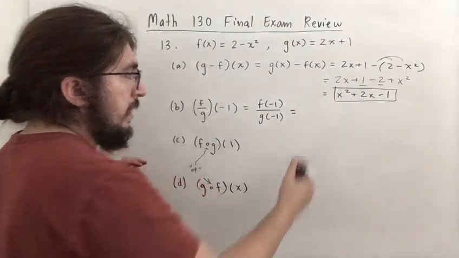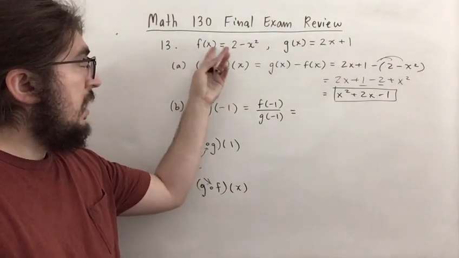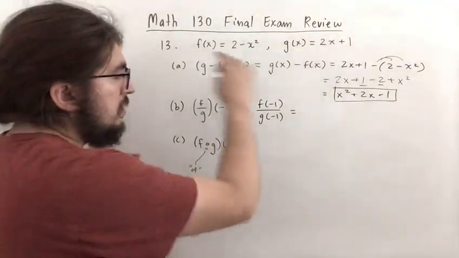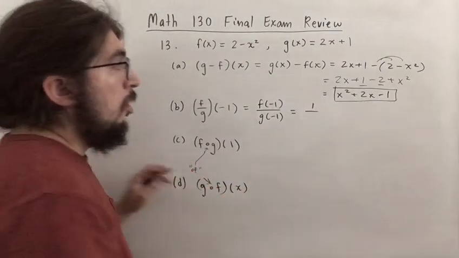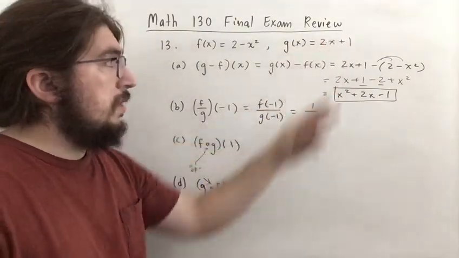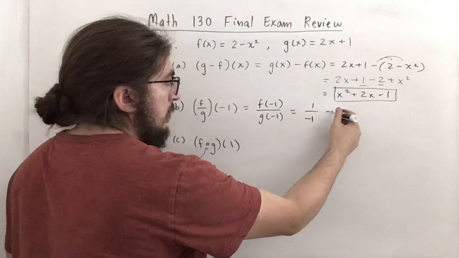So I'm going to evaluate f at -1, g at -1. F at -1 is 2 minus -1 squared. -1 squared is positive 1. 2 minus 1 is positive 1. Over g at -1, that's going to be 2 times -1 is -2, plus 1 is -1. So all in all, we get -1.